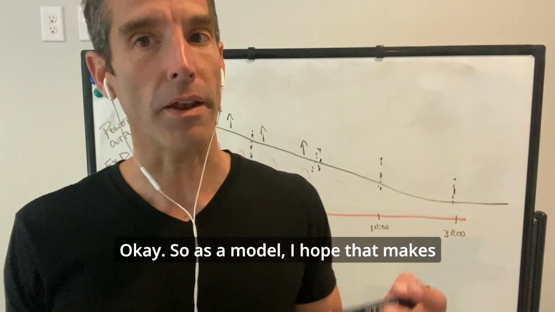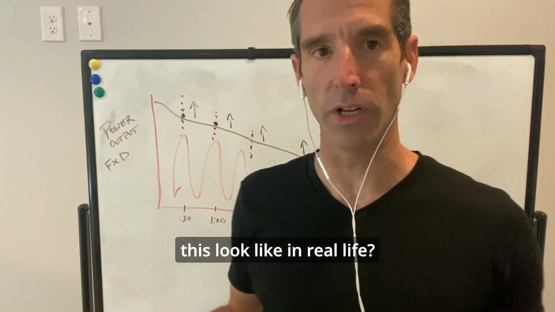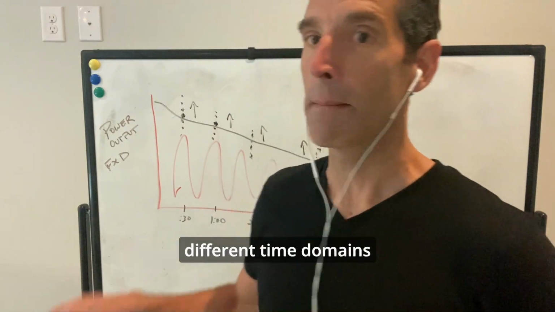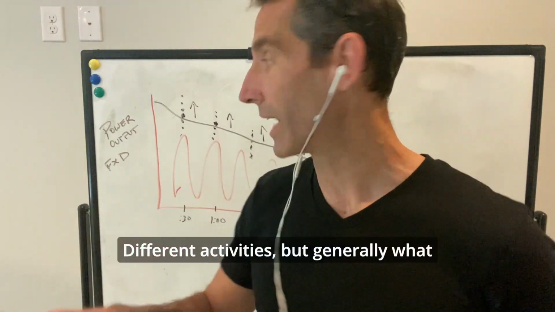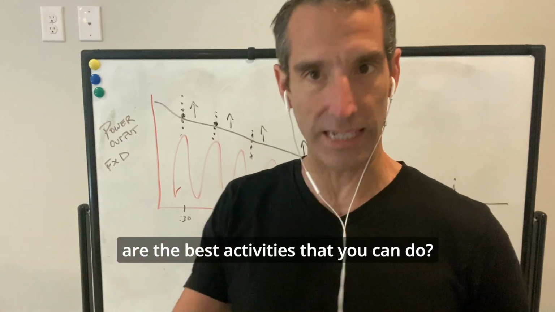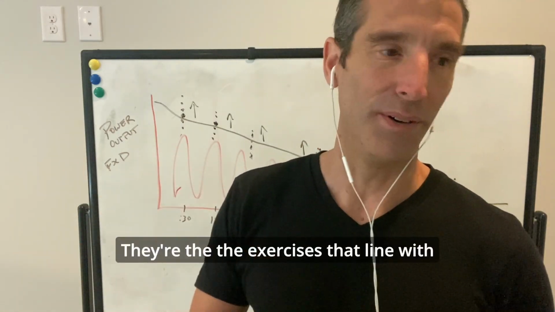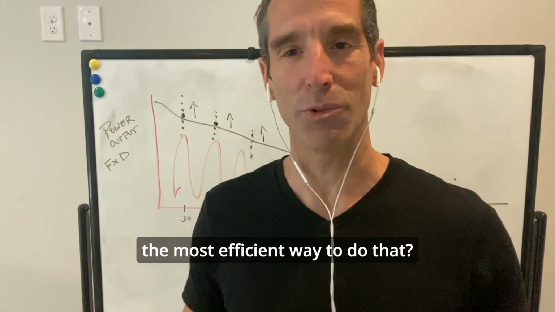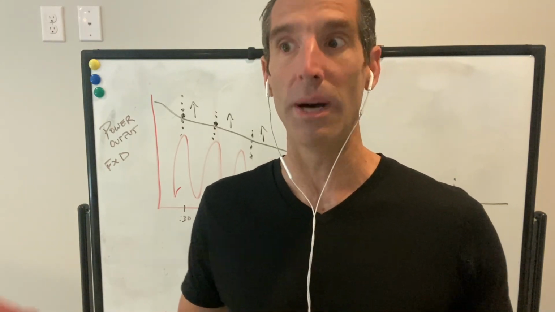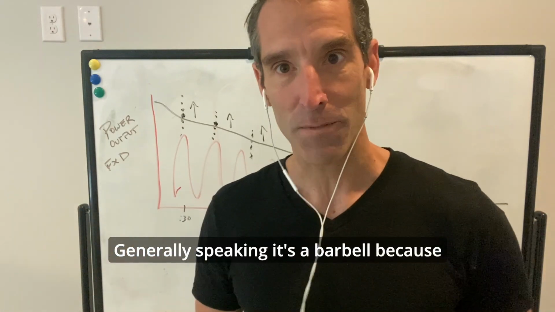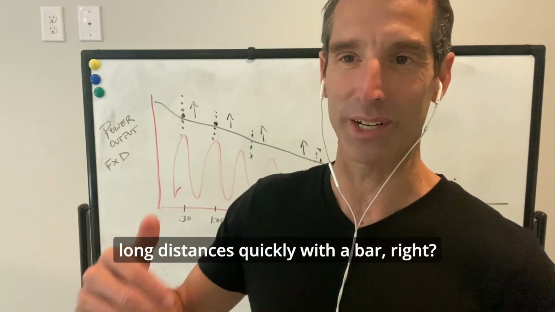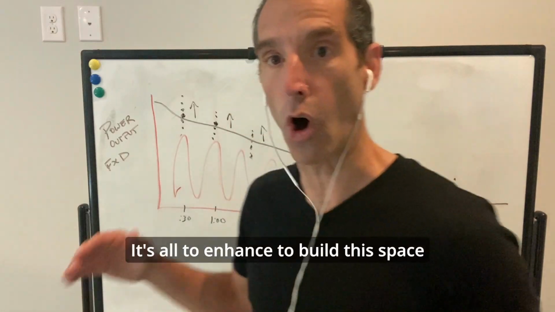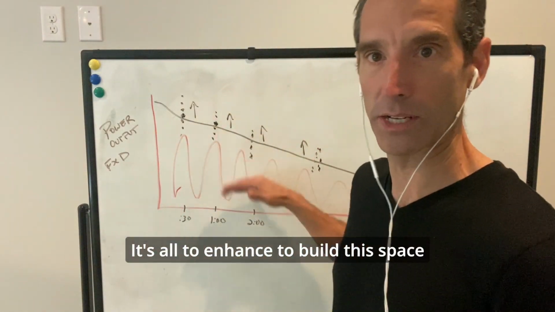Okay, so as a model, I hope that makes sense. What does this look like in real life? Well, you've got to get after it. You have to do different workouts, different time domains, different activities, but generally, what are the best activities you can do? They're the exercises that allow you to move large loads long distances quickly. What's the most efficient way to do that? What's the best tool for the job? Generally speaking, it's a barbell, because we can move large loads long distances quickly with a bar. So that's why we do the things we do. It's all to enhance, to build this space under the curve.